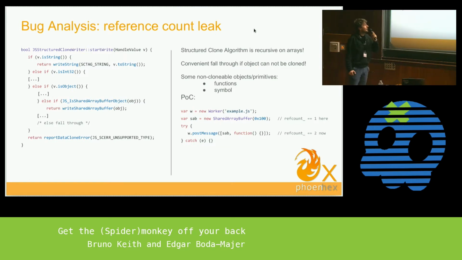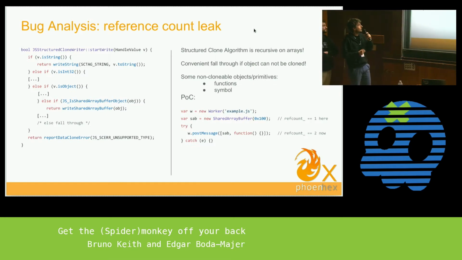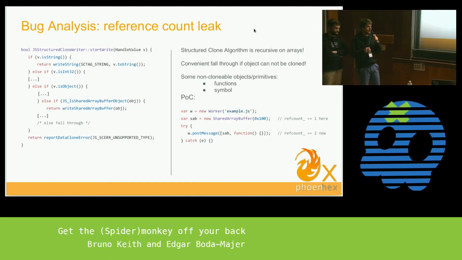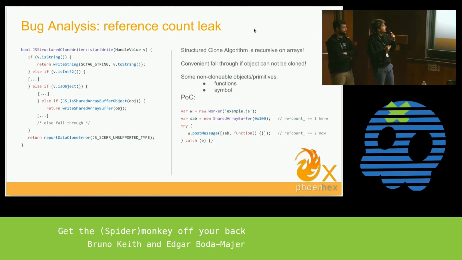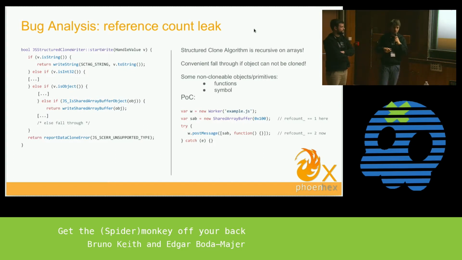So let's look at the implementation of the structured clone algorithm. This is where the objects get serialized. The way it works, it gets a value, and then it just checks the type of the value. So for example, if the value is a string, then it will serialize it as a string. If it's an int, it will serialize it as an int, and so on. And if it's an object, then it will further check if it's some type of special object, for example, a shared array buffer. And if it's a shared array buffer, it will call write shared array buffer and add a reference, which we have seen before.